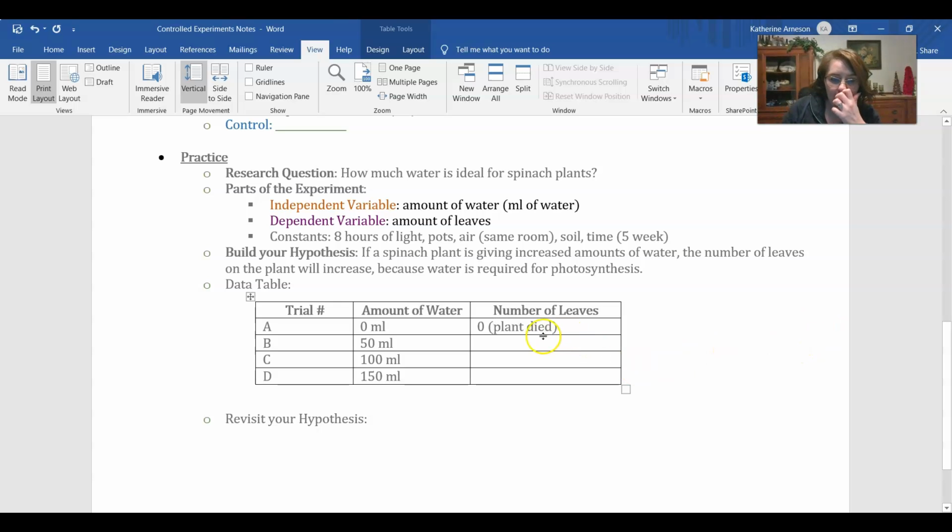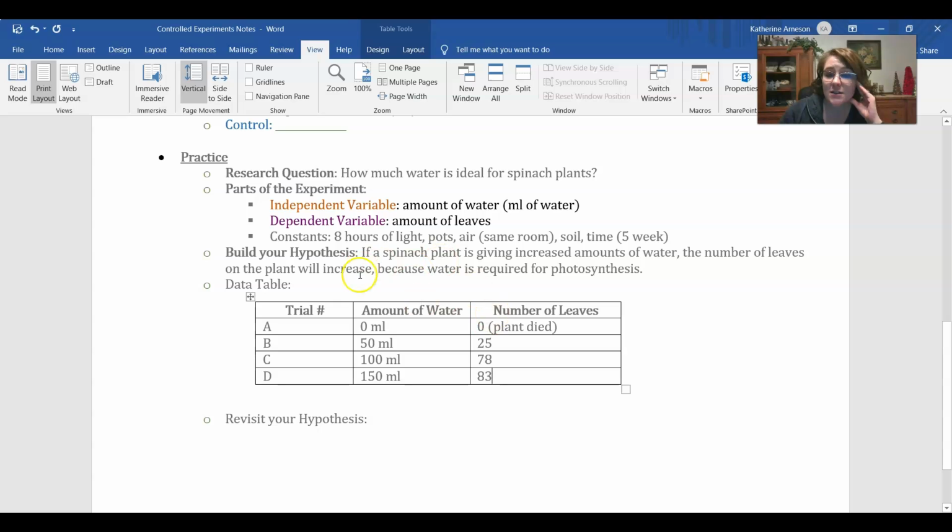Okay, then my plant B, which I'm giving 50 milliliters of water, is going to grow 25 leaves. The one that I'm giving 100 milliliters of water is going to grow 78 leaves, and I'm just totally making these numbers up. I really am. And then the number on D, which is getting 150 milliliters, is going to be 85. Or 80, let's do 83 because I haven't put a 3 yet.